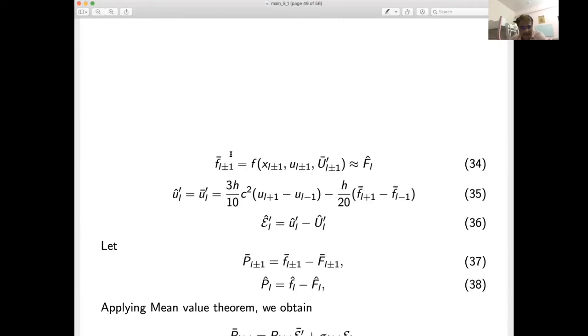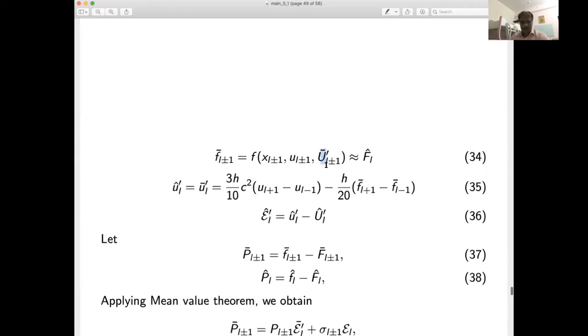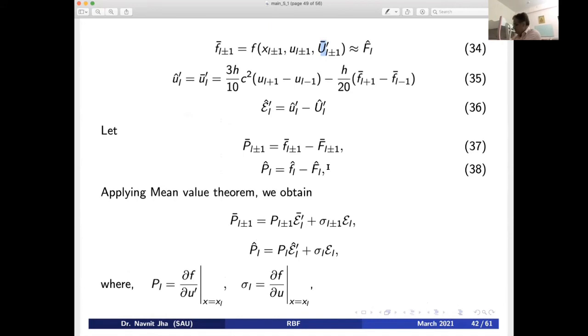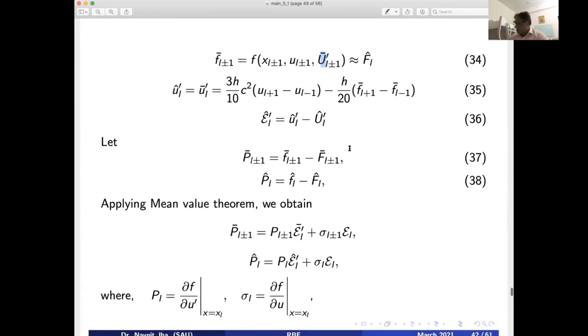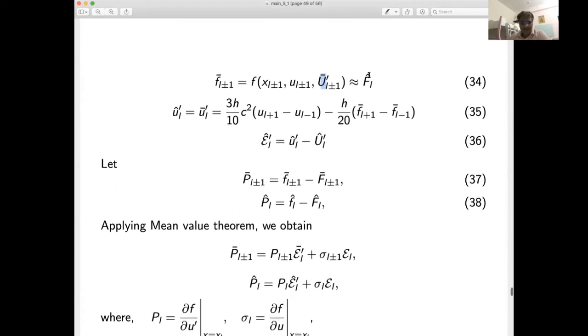Yeah, F L plus minus 1 bar, I have written jointly here. X L plus 1, U L plus 1, and U L plus 1. Actually, there is a mistake here. It is again lowercase u. I will rectify this slide and then we'll send it once again. So this is equation 34. This I am going to denote by, again there is a mistake, this is uppercase F bar. This is uppercase F bar.